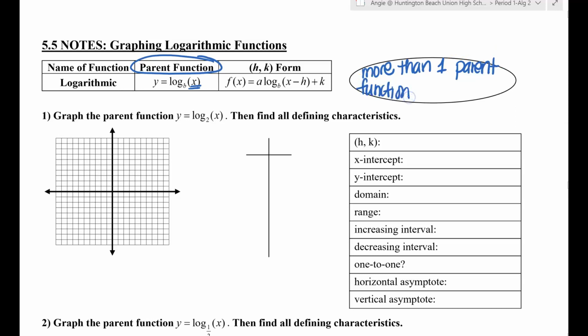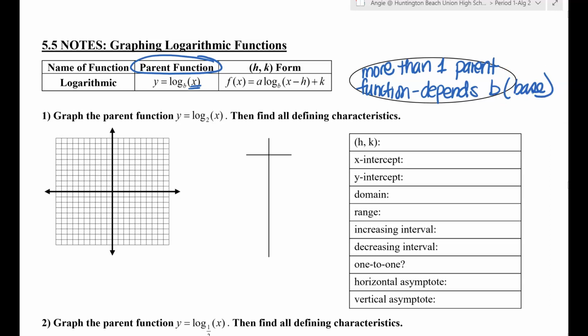And each equation has its own base. So now you have to look at the base to go back and write the parent function. So each equation will be related to the base. So it depends on b, aka the base value.